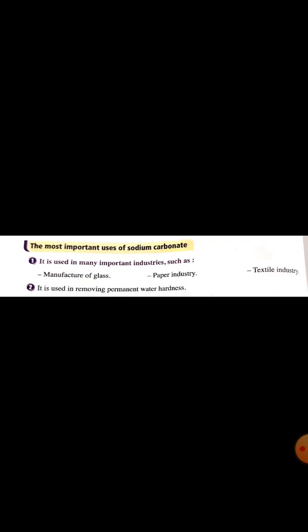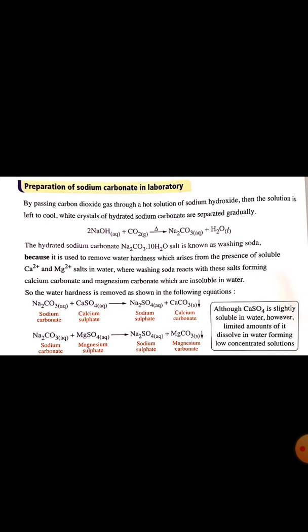Then it reacts with acids, forming what? The salt of the acid, water, and carbon dioxide gas evolves. Here, what about the uses of this compound? It's used in the manufacture of glass, the paper industry, and textiles, but the most important use here is to remove water hardness. We're gonna explain this. Look here.